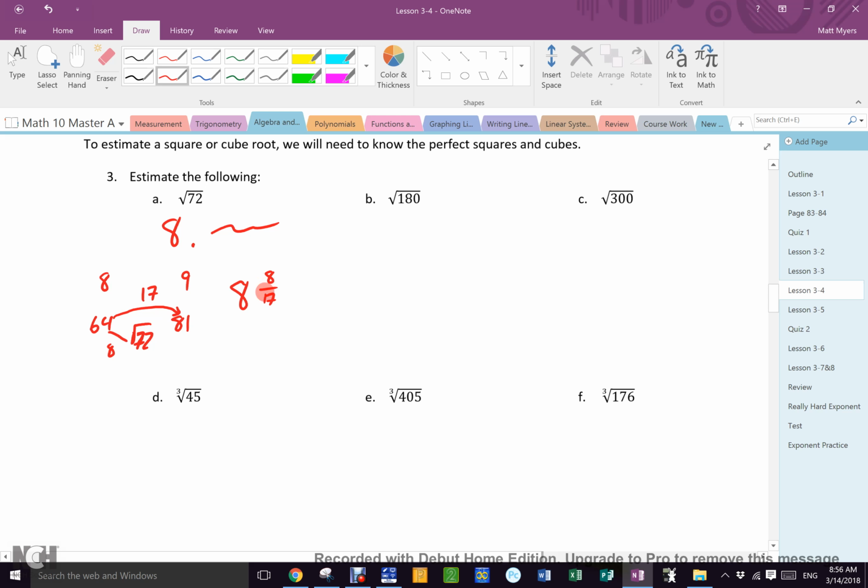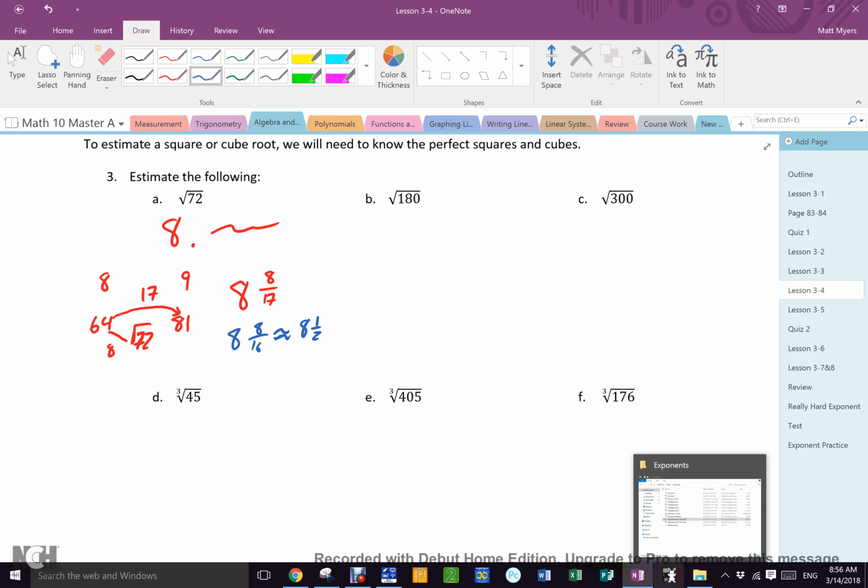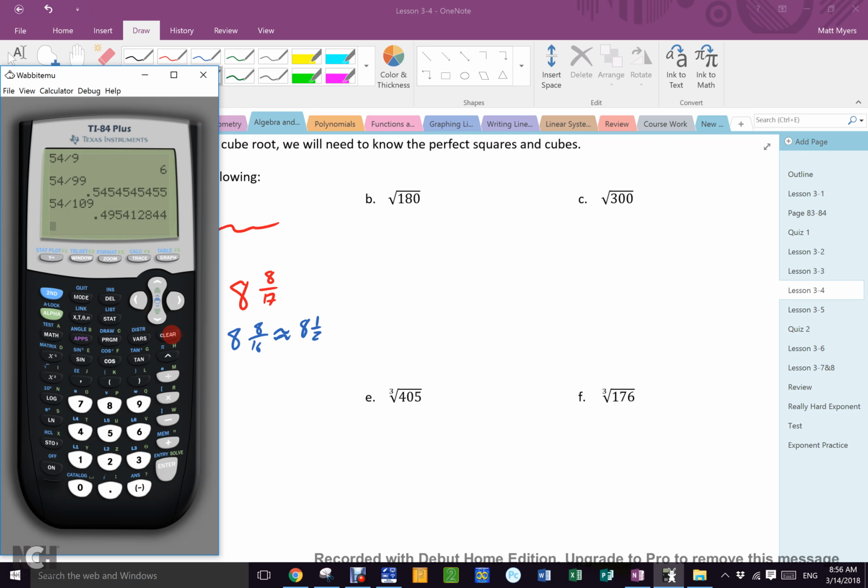Now, you look at that very closely. What is that 17 close to that works well with 8? 16. So it's 8 and 8/16, which is pretty darn close to 8.5. Now I am going to go to my calculator. Square root of 72 equals 8.48. What was our guess? 8.5. Everybody with me?